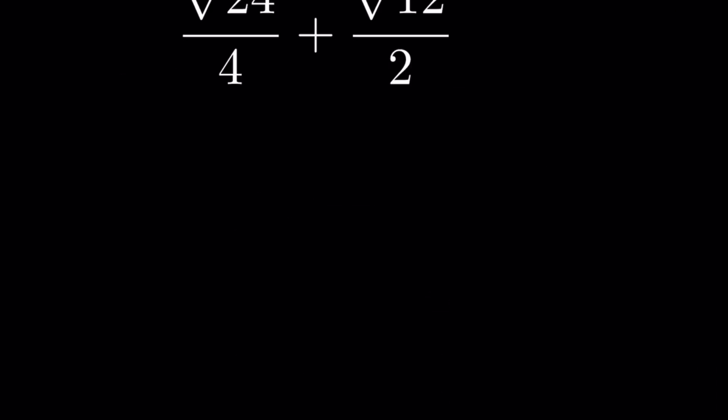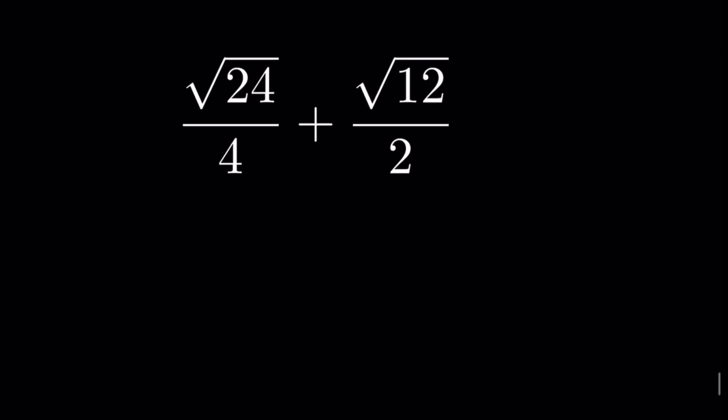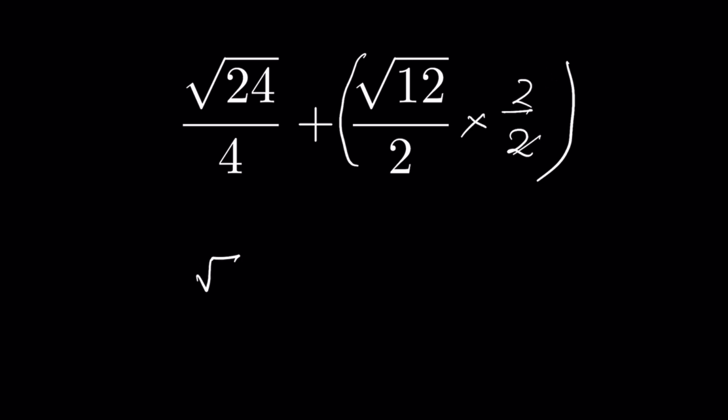In this fraction also, this 12 upon 2 has a different denominator. We can make it have the same denominator. If we multiply this fraction by 2 and divide it by 2, then the fraction won't change because you can cancel 2 and the fraction remains the same. So it becomes 24 under square root upon 4 plus 2 times square root of 12 upon 4.